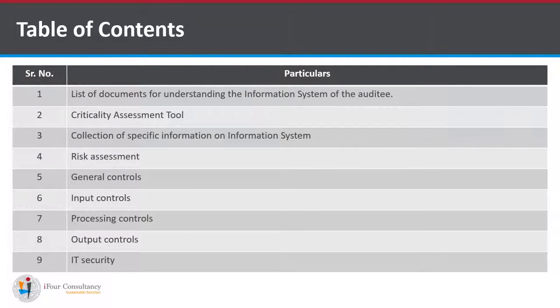So the table of contents for the IS audit checklist. Here are some topics on which the checklist will be made: the list of documents for understanding the information system of the auditee, the criticality assessment tool, the collection of specific information on the information system, the risk assessment, general controls, input controls, processing controls, output controls, and IT security.